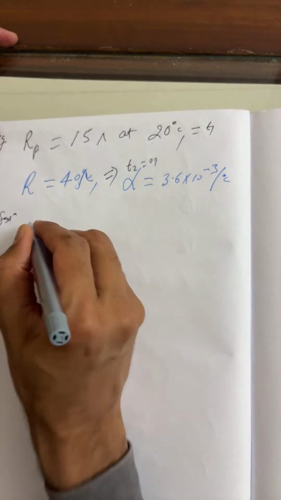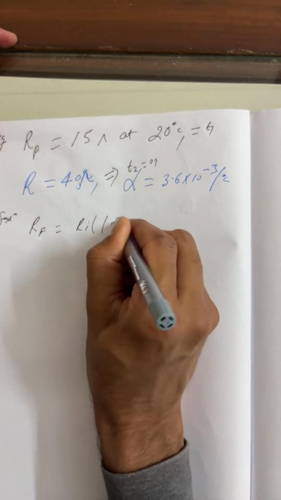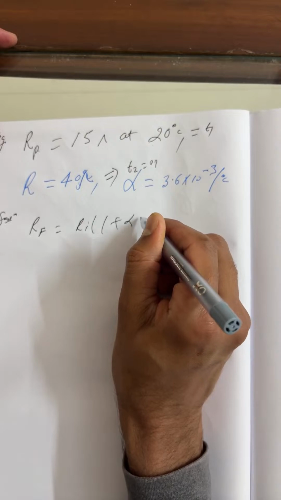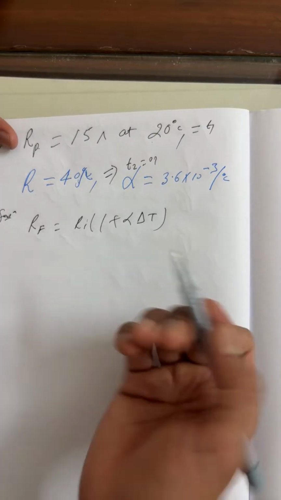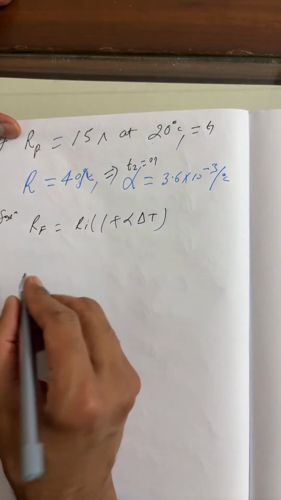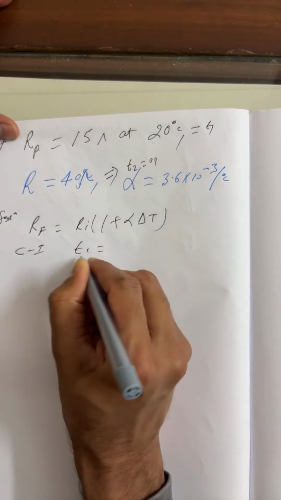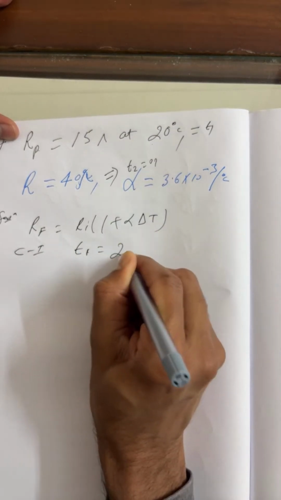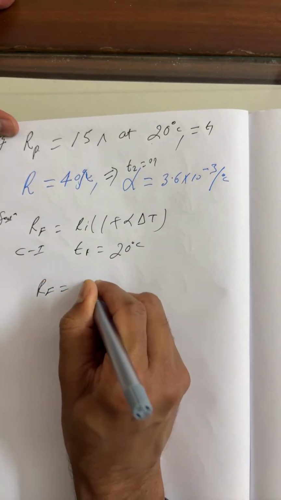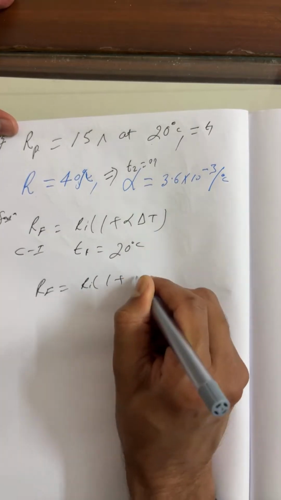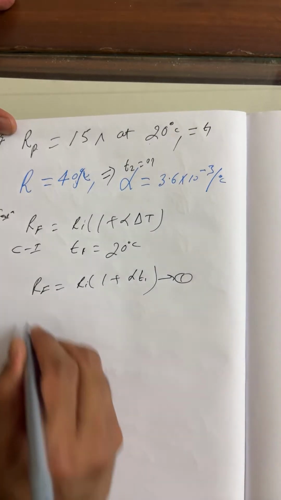I gave the formula in the classroom: R final is R initial times (1 plus alpha delta T). What's the interesting point here? Take case 1: if T1 is equal to 20 degrees Celsius, we can write R final is equal to R initial times (1 plus alpha into T1). This is equation number 1.